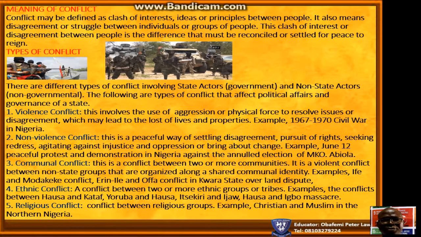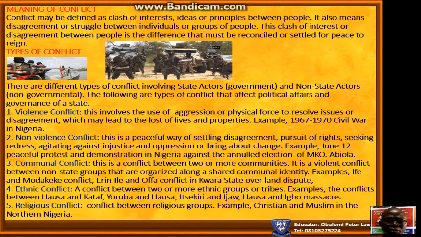So this clash of interest or disagreement between people is a difference that must be reconciled or settled for peace to reign. If the differences are not settled between an individual or a nation or a group, then the conflict might degenerate into destructive violence.